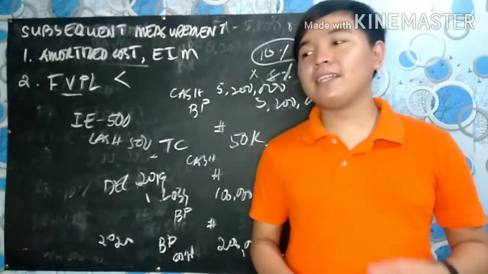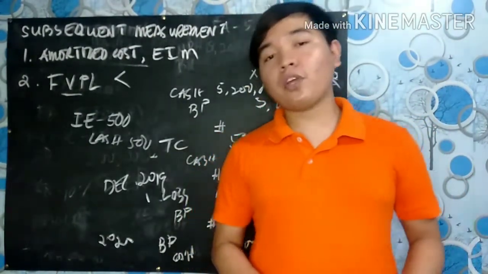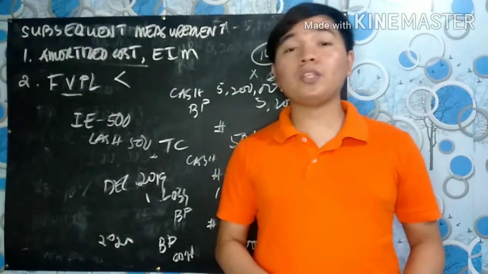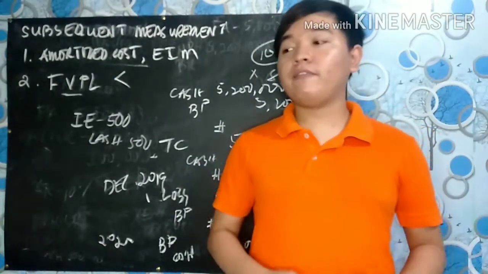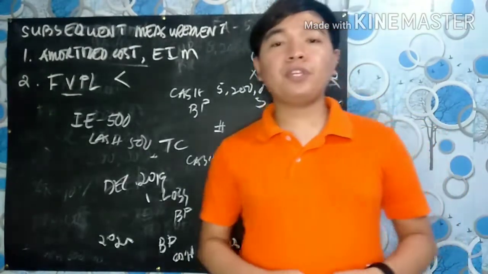So, the answer is letter D. Binigay din po ito ng standard. Okay, the answer is amortized cost using the effective interest method and the fair value through profit or loss. So, let's proceed to number 3.